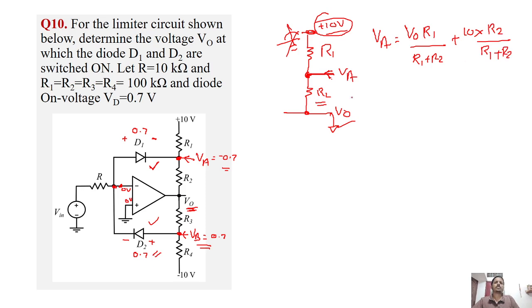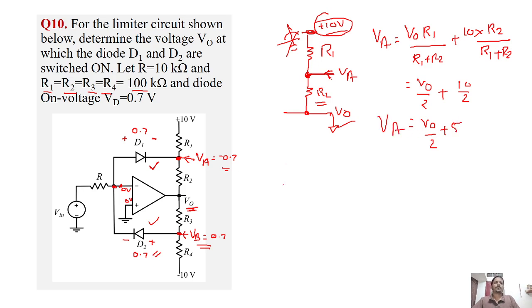So this is VA. Given the values of R1, R2, R3 and R4 are all equal to 100k, we can substitute them to be all equal, which means this is equal to V0 into 100 by 2 into 100, so V0 by 2, plus again 10 into 100 by 200, so 10 by 2. So this is equal to V0 by 2 plus 5. So this is VA.